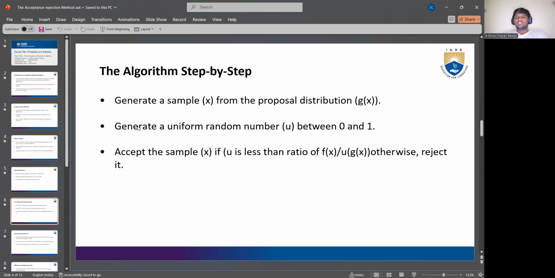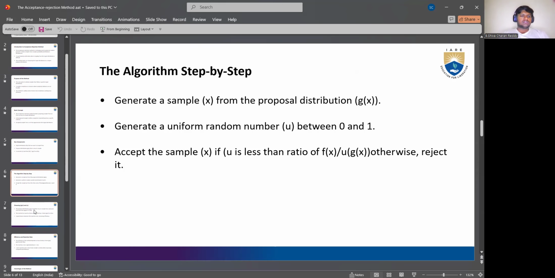Well, coming to the algorithm step by step, at first we generate a sample x from the proposal distribution g of x. From g of x, we get a sample x. We generate a uniform random number, denoted by u, which should be between 0 and 1. We accept the sample x if u is less than the ratio of f of x by c times g of x. Otherwise, we reject it. So to accept the sample x, we need to check if u is less than the ratio. If u is less than the ratio, we accept the sample. If not, we reject it. That's how the algorithm works.